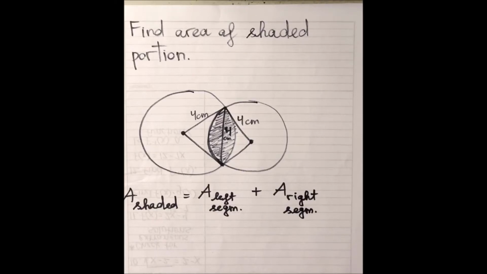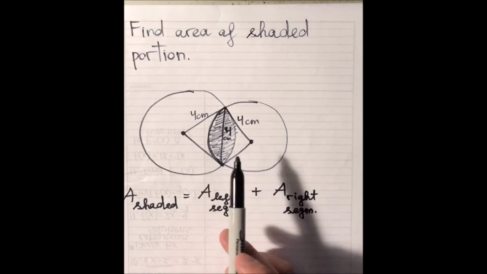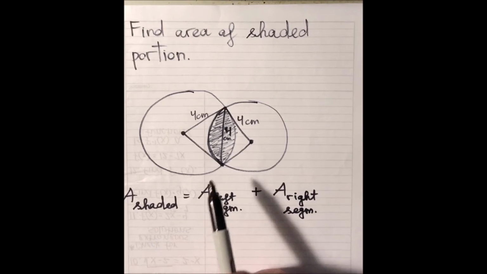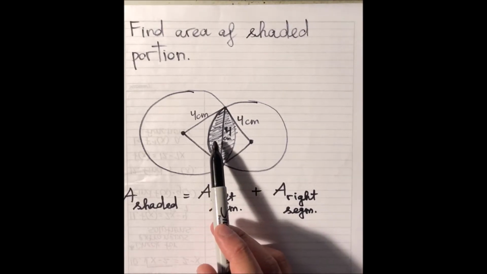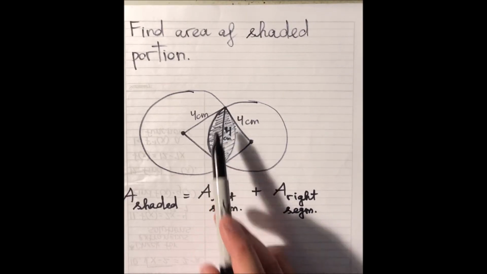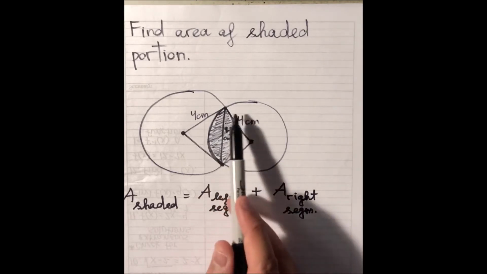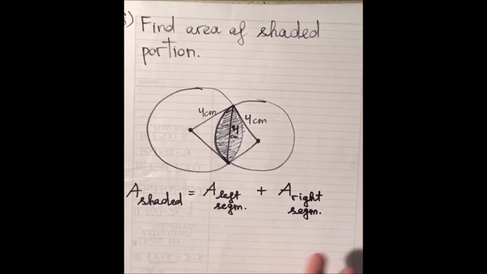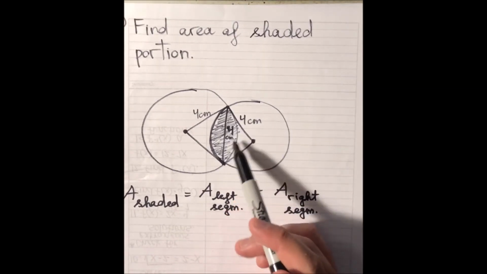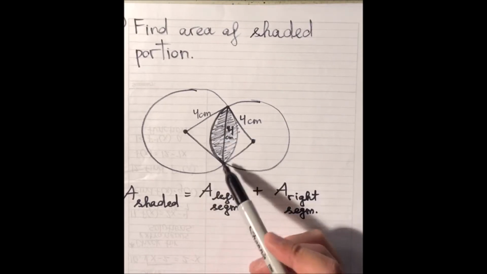Alright, here's another example of finding the area of a segment. In this case, we are given two circles, both of whose radii are 4 centimeters. And the area of the shaded region, if you take a look, can be found by adding the left half and the right half together. The left half is the segment that belongs to the sector on the right. And the right half is the segment that belongs to the sector on the left.